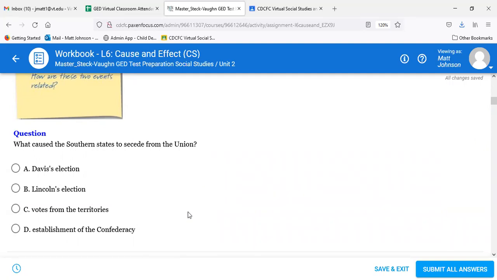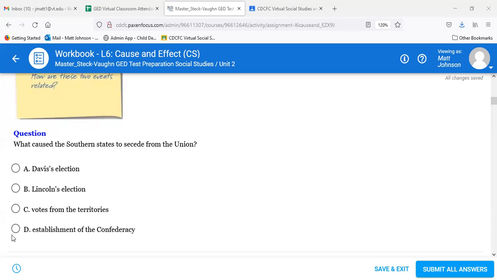Okay, you said the question. So what caused the southern states to secede from the Union? A, Davis's election. B, Lincoln's election. C, votes from the territories. Or D, establishment of the Confederacy. Is it B? Yeah, B, right? Lincoln's election.